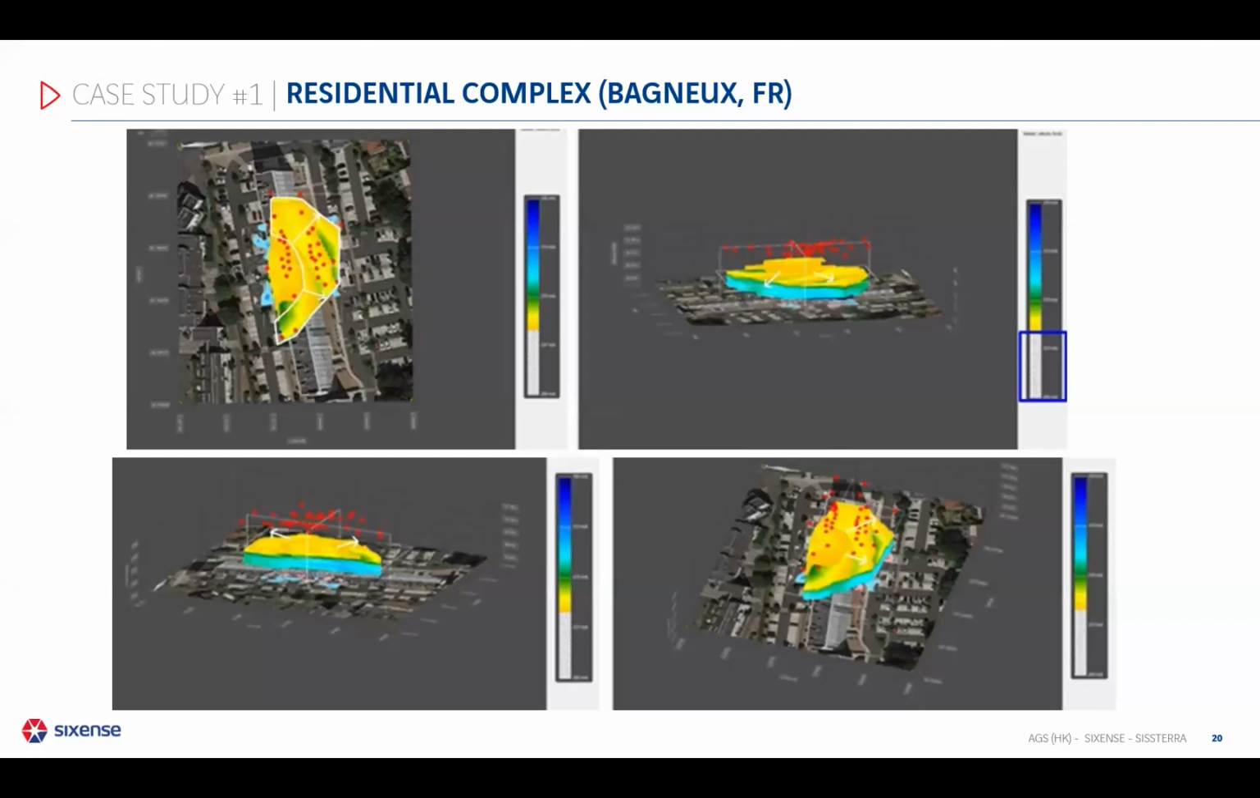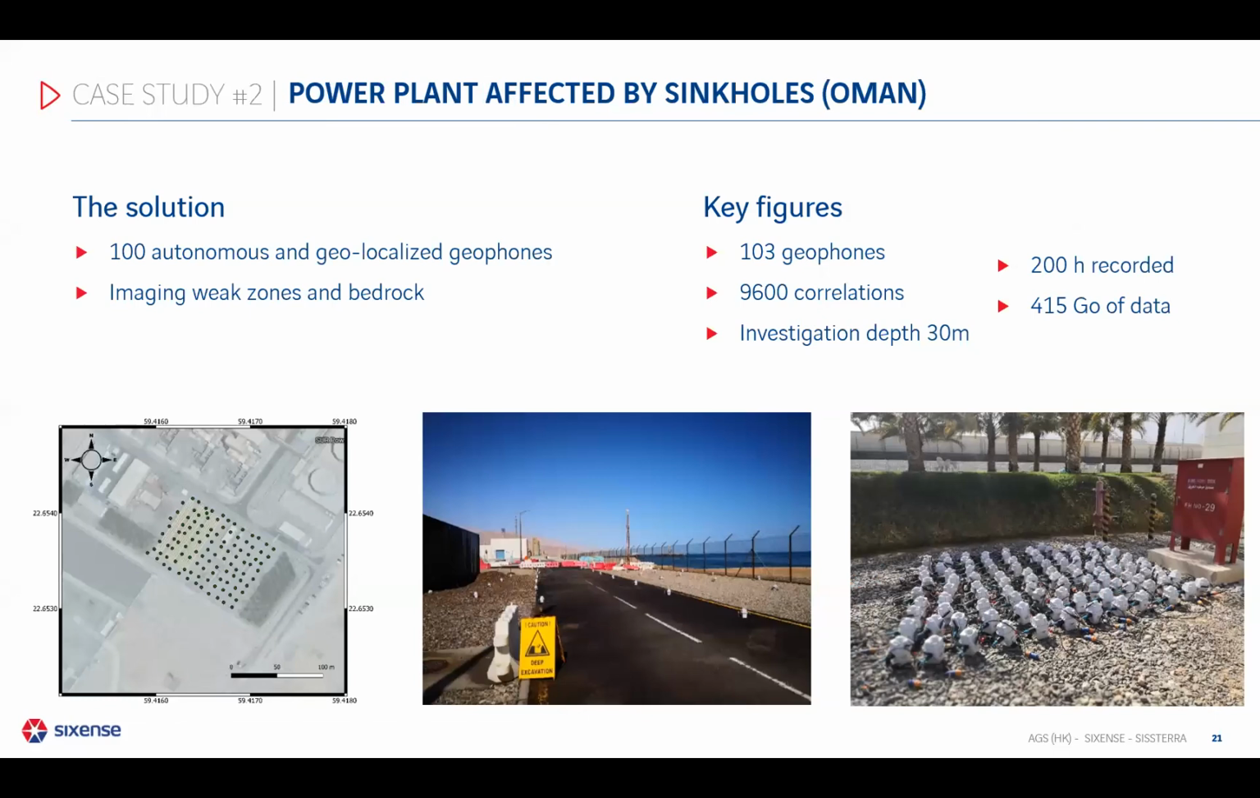So we can now move to the next case study. The context is a bit different. We are in Oman in the Middle East. This is an industrial site, a power plant that is affected by settlements and sinkholes at surface. So it's something that can be assessed by conventional drillings, of course.